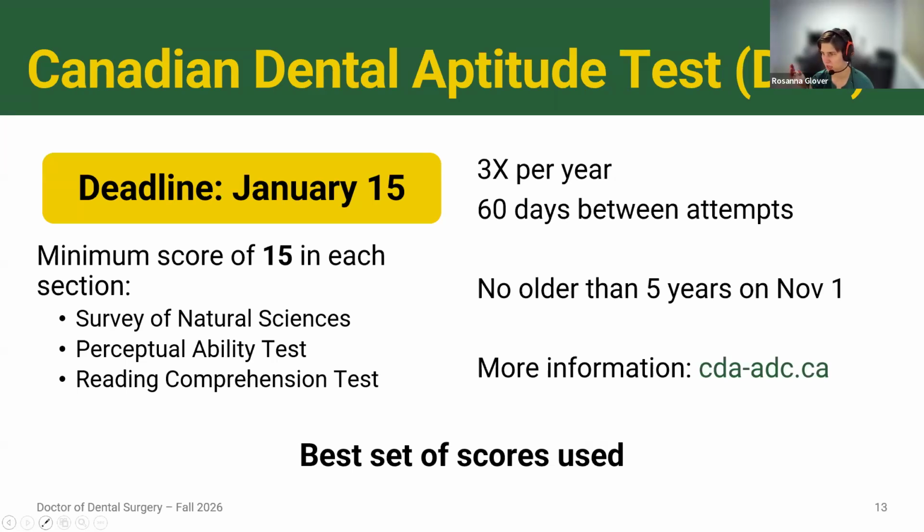But just so you know, the test can't be any older than 5 years on November 1st. So that's quite a long time. If you do the DAT, it'll likely last for as long as you'd ever want to attempt to apply to our program. If you do take it more than once, we use your best set of scores. So we don't cherry pick scores from different tests. It's just whichever test has the best set of scores. You just send all your scores to us and we'll select the best from there.